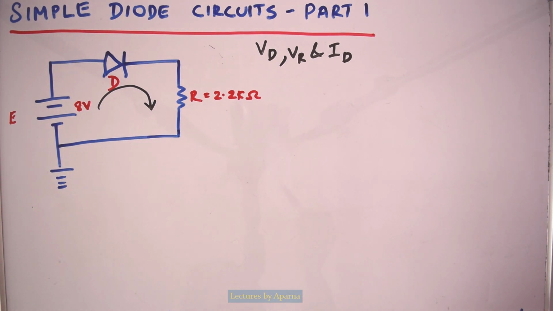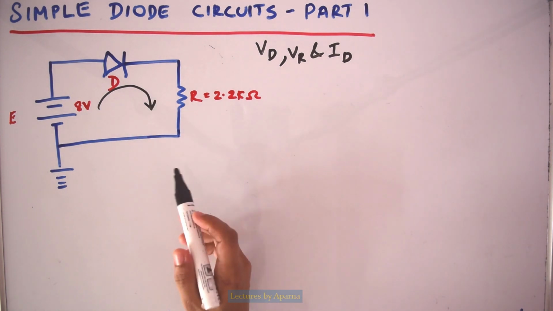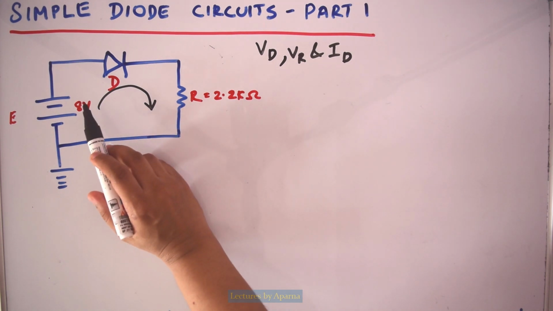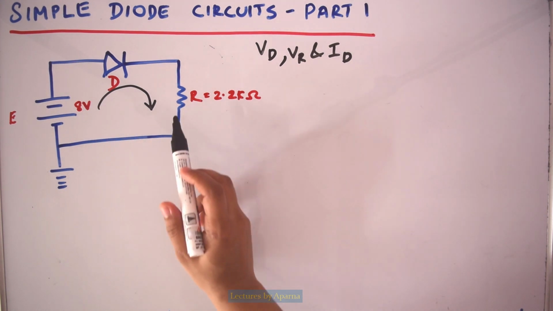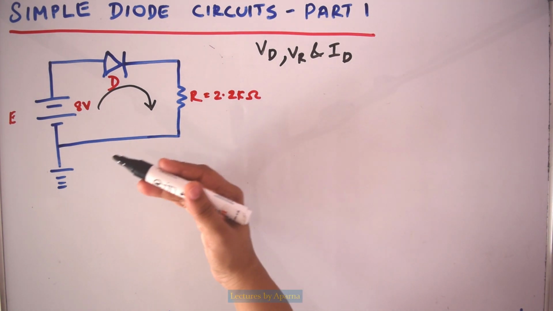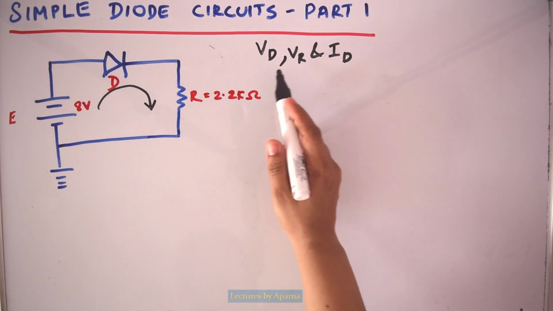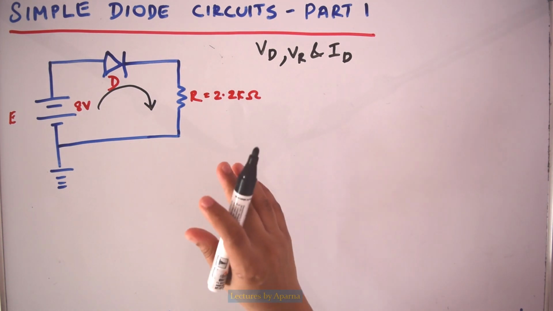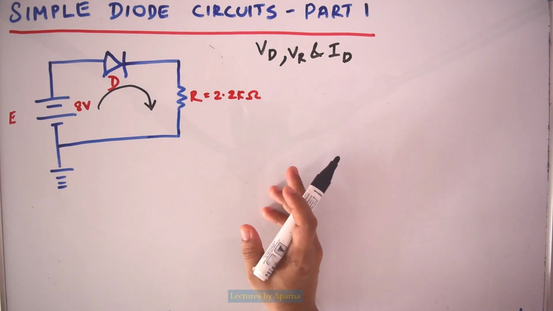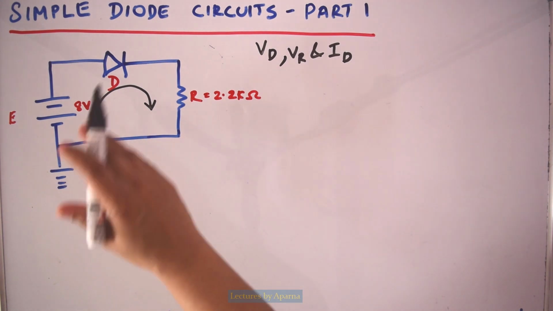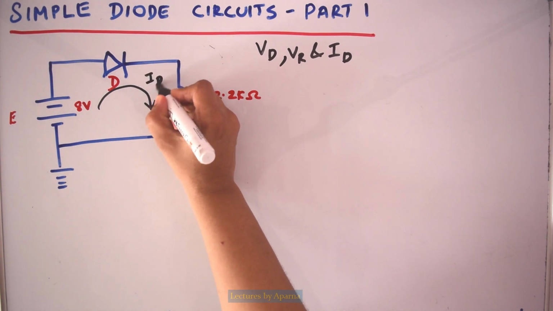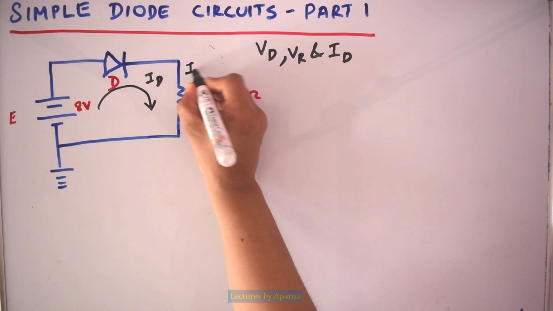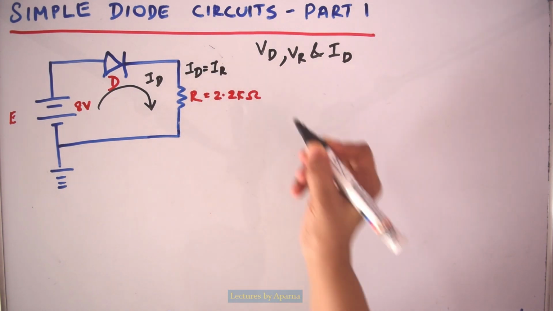So here we are assuming the current direction like this. This is the usual way of assuming, that is current will start flowing from the voltage source towards the other components. After analysis, if you get a negative value in any of these values, that's VD, VR and ID, then it means that its polarity is opposite to that we have assumed. So this is ID. The same current that is flowing through the diode will flow through this resistance. So ID is equal to IR.